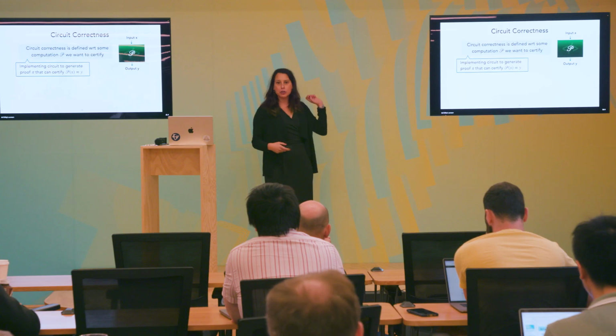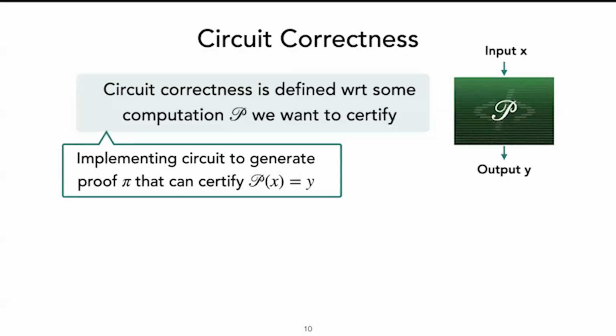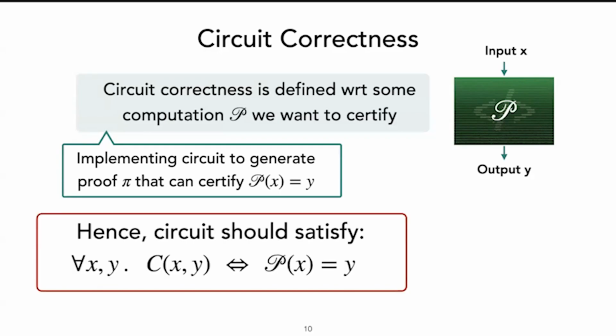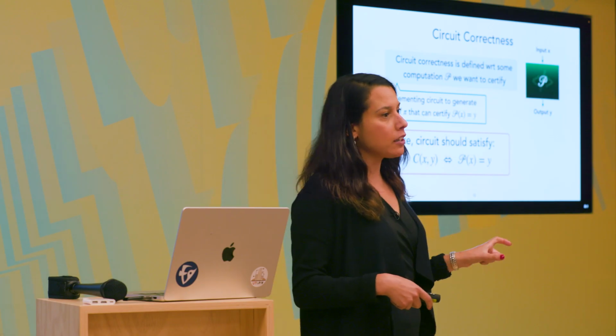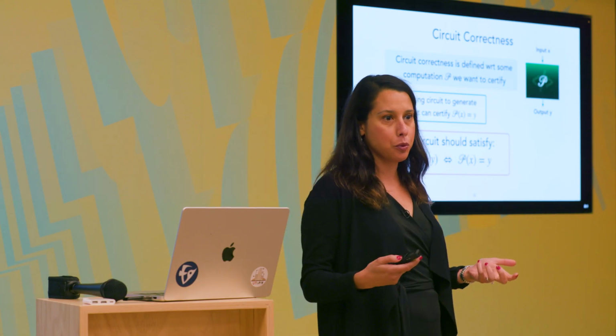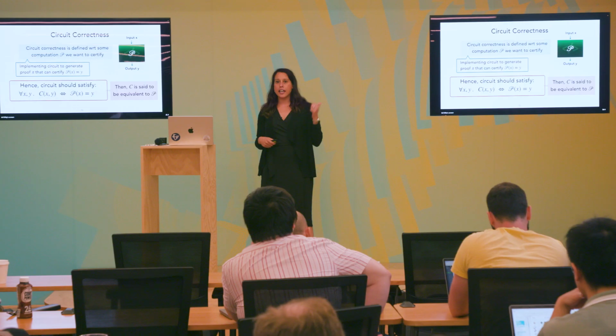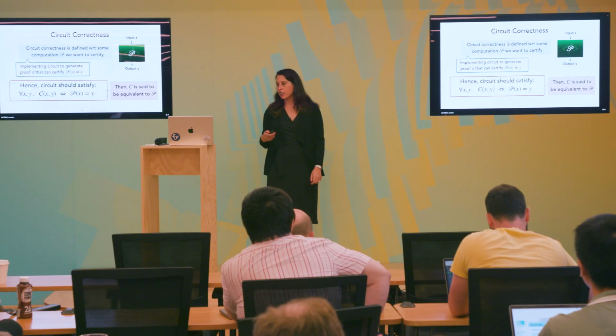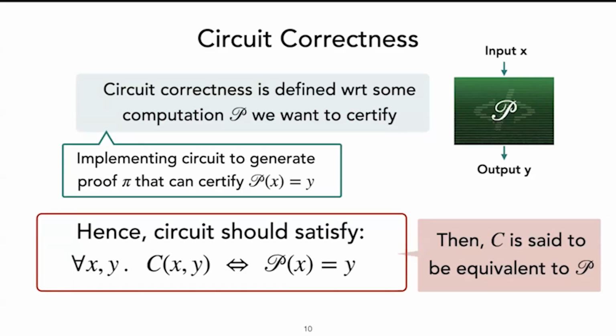So in particular, I'm assuming that we're implementing a circuit that's intended to produce a proof that can certify that P of X is equal to Y, that you know the secret such that P of X produces Y. Basically, we define the correctness of the circuit with respect to a computation P, and the correctness of the circuit means that C of X,Y should evaluate to true if and only if P of X is equal to Y. So it's saying this constraint evaluates to true only for those input-output pairs that are feasible with respect to our computation, right? And if this criterion is met, then we say that the circuit is equivalent to our computation.